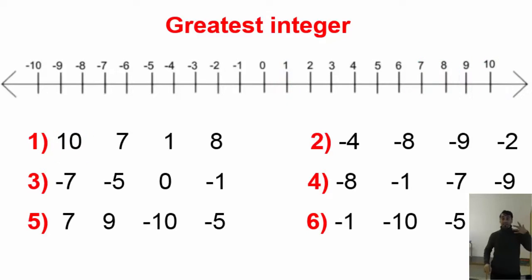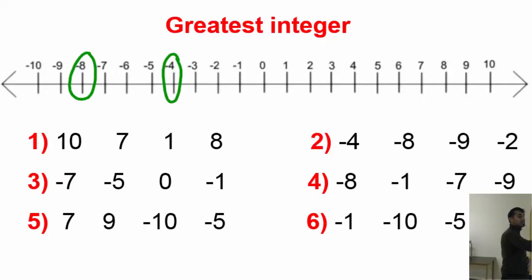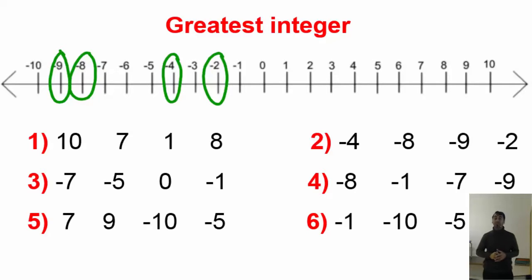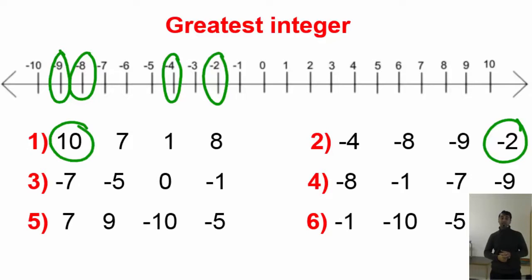Now, let's keep the same thinking, and look at question number 2. Over here, we got all the numbers negative. Negative 4 is here, negative 8 is there, negative 9 is here, and negative 2 is here. Guess which one is the greatest in value? The more to the right, closer to 0, the greater the value of the number. So here, negative 2, you just have to circle, negative 2 is the greatest. There, 10 was the greatest, here negative 2 is the greatest.